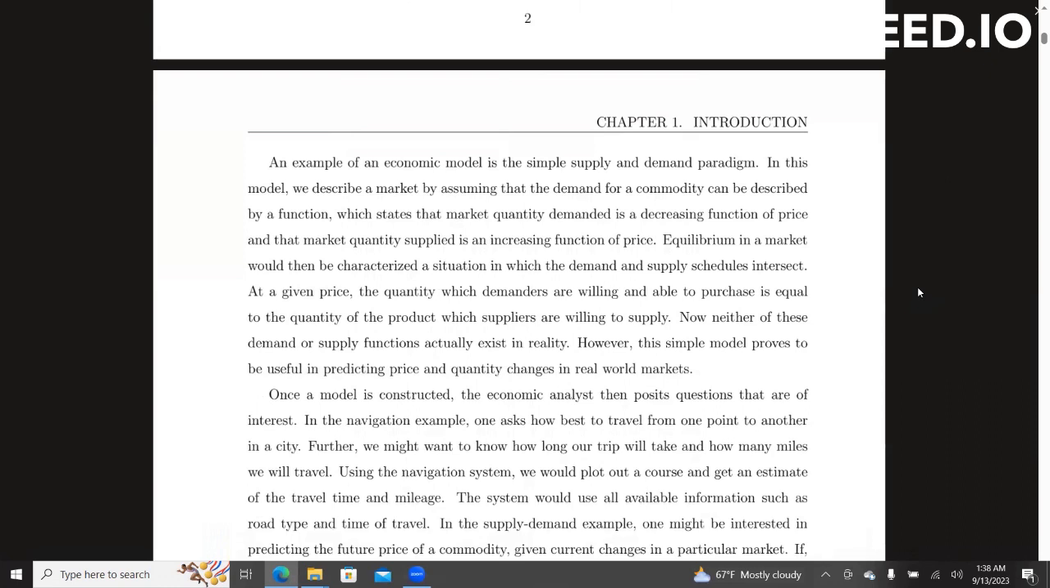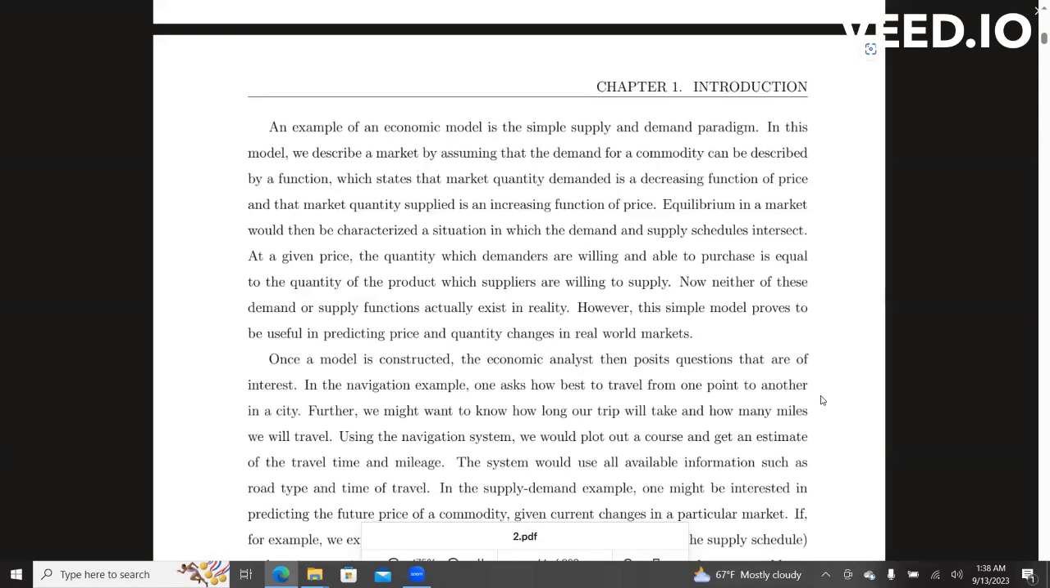An example of an economic model is the simple supply and demand paradigm. In this model, we describe a market by assuming that the demand for a commodity can be described by a function, which states that market quantity demanded is a decreasing function of price, and that market quantity supplied is an increasing function of price. Okay, so I'm obviously just reading this aloud.